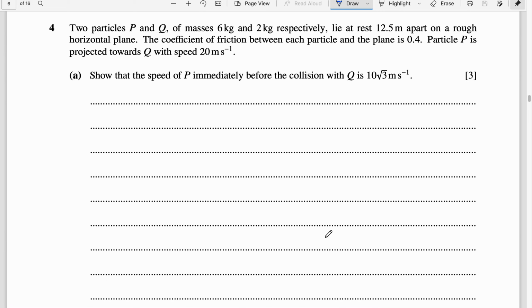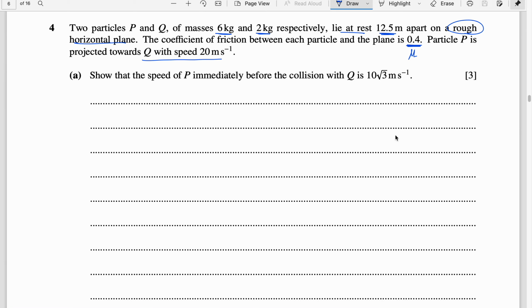Question number 4. Two particles P and Q of masses 6 kg and 2 kg respectively lie at rest 12.5 meters apart on a rough horizontal plane. The coefficient of friction between each particle and the plane is 0.4. This is mu. Particle P is projected towards Q with a speed of 20 meters per second.